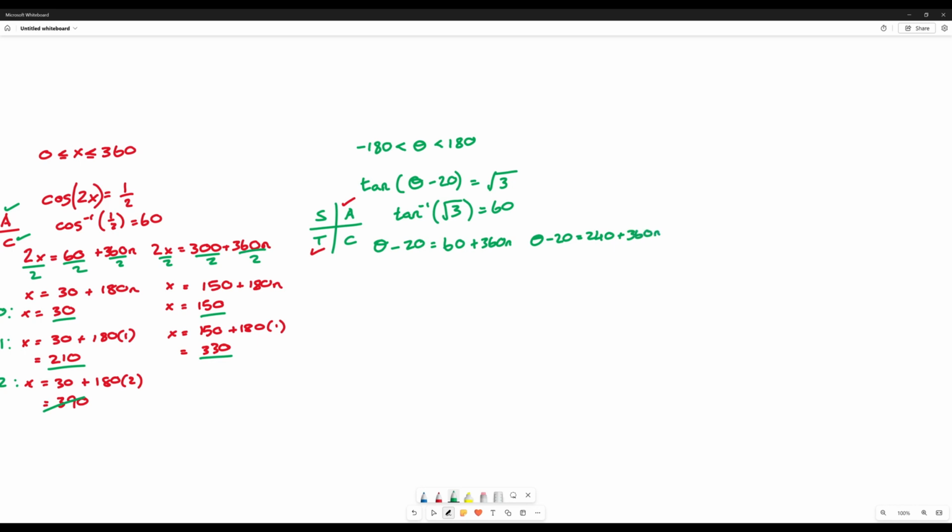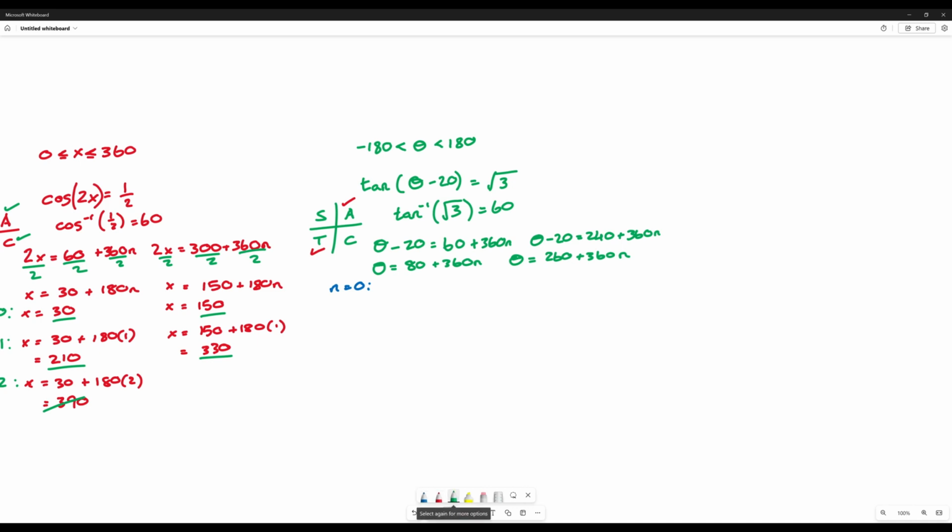Now the difference here is, I would add 20 to both sides. Some people would just move the 20 and make it a plus, whatever floats your boat. But you'd end up with theta is equal to 80 plus 360n, because don't forget, when you bring the plus 20 across, you can only add like terms, so the 360n does not get involved at all. This would be 260 plus 360n. And then we do the whole shenanigans of n equals 0.